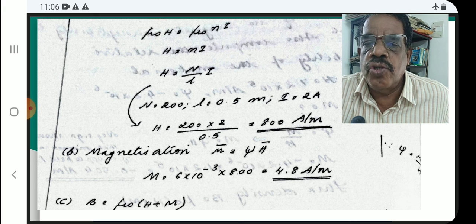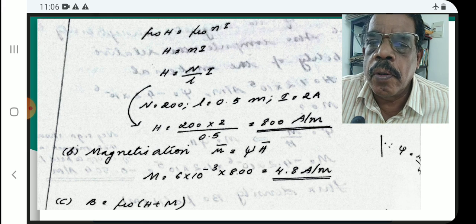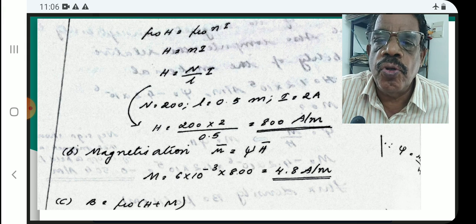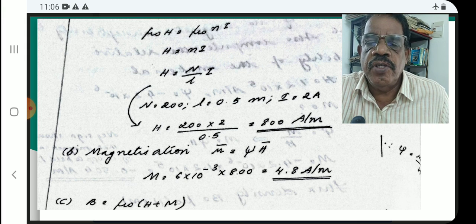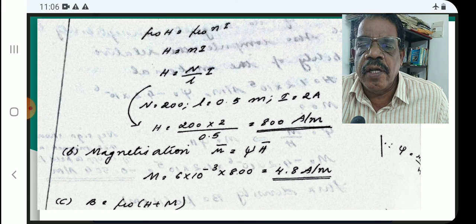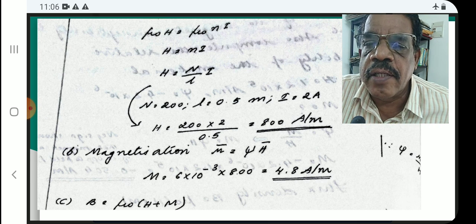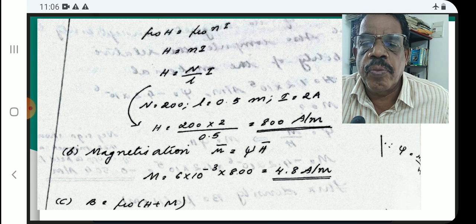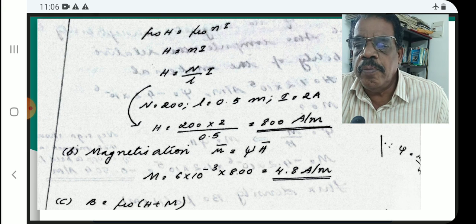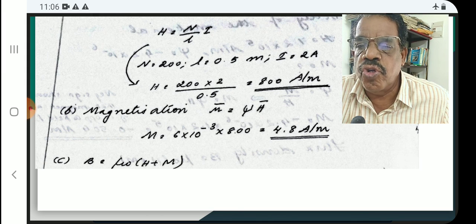Here N is 200, L is 0.5, I is 2 ampere. Put the values. H is equal to 200 into 2 by 0.5, which is equal to 800 ampere per meter. B part, magnetization M is psi H, since psi is M by H. So M is equal to 6 into 10 raised to minus 3 into 800, which is 4.8 ampere per meter. Then we can find the flux density using the relation B is mu 0 into H plus M.